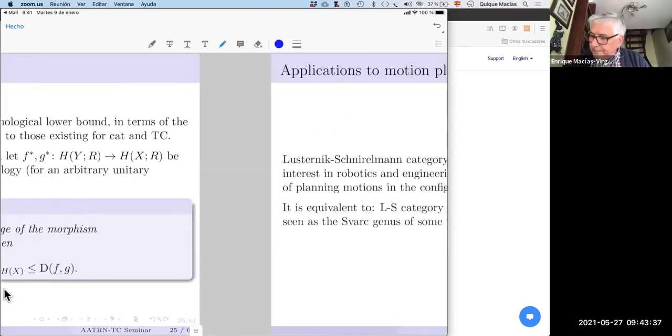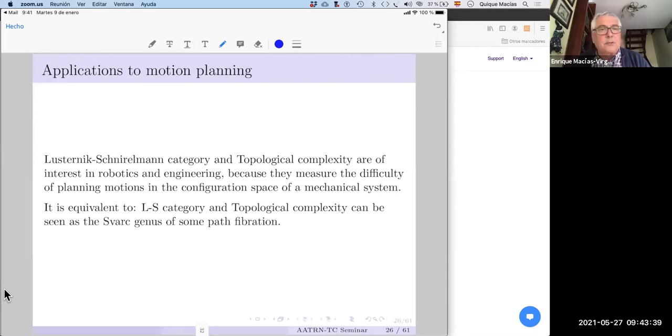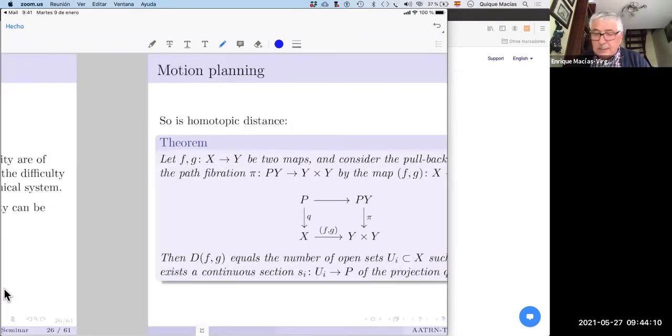Okay, so now I will speak about applications to motion planning of the homotopic distance. You know that Lusternik-Schnirelmann category and topological complexity are of interest in robotics and in engineering because they measure the difficulty of planning motions in the configuration space of a mechanical system, which is equivalent to LS category and topological complexity can be seen as the Schwarz genus of some path fibration. And the same is true for the homotopic distance.